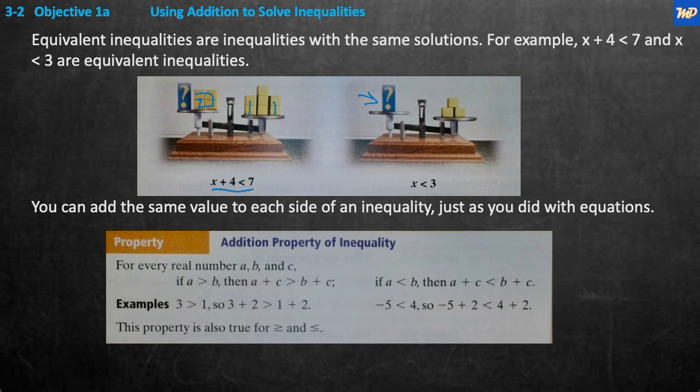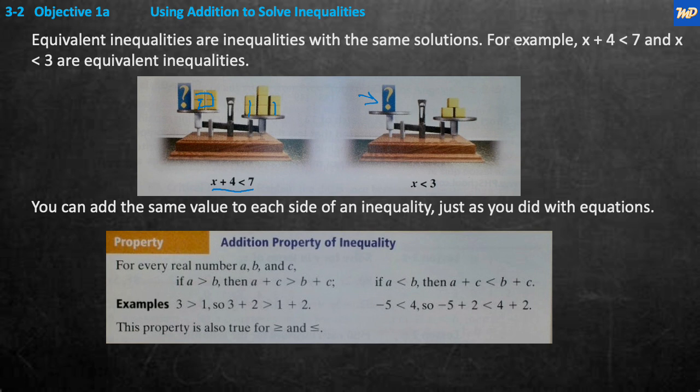So it says you can add the same value to each side of an inequality, just as you did with an equation. Remember that? We could say, you're going to x plus 5 is equal to 9. You could subtract the same from each side. You could minus 5 from both sides. Or if it was x minus 5 is equal to 9, you could add 5 to both sides. It's the same thing. You can add, subtract, right? From both sides of the inequality, just like an equation.